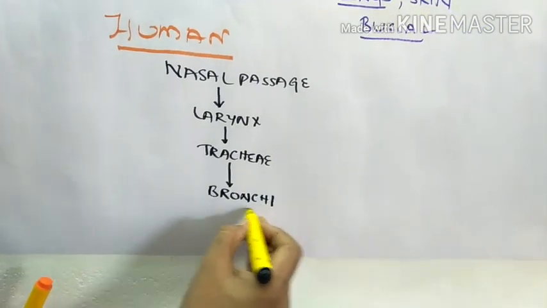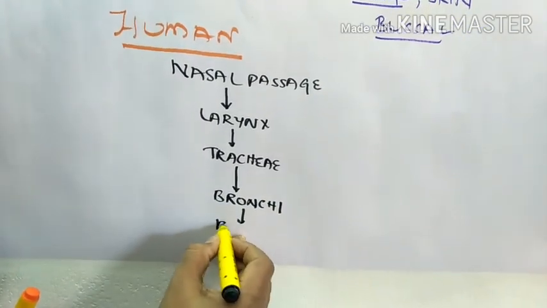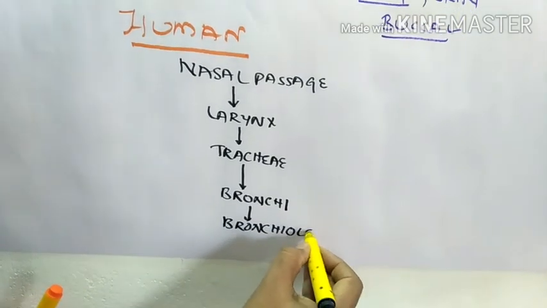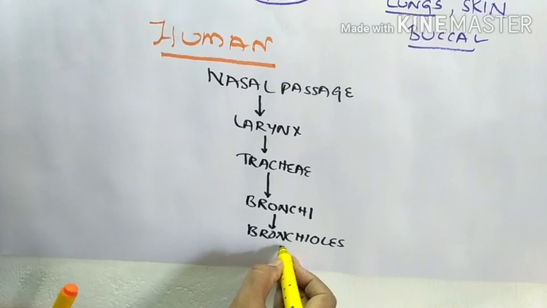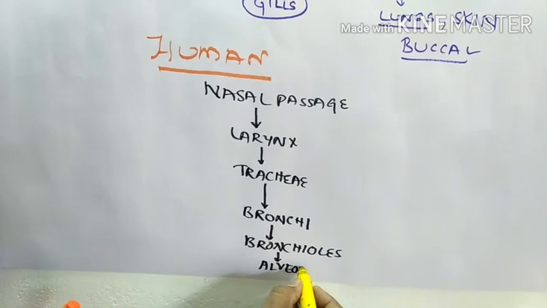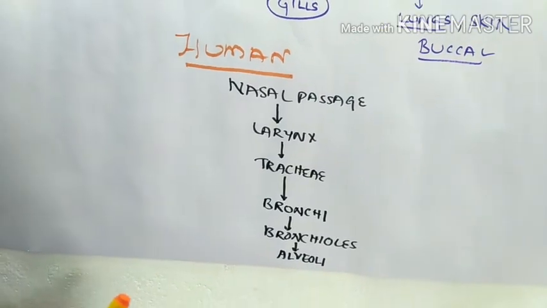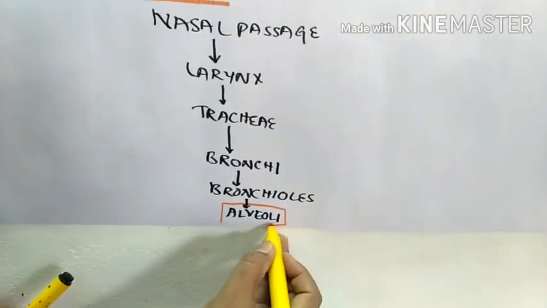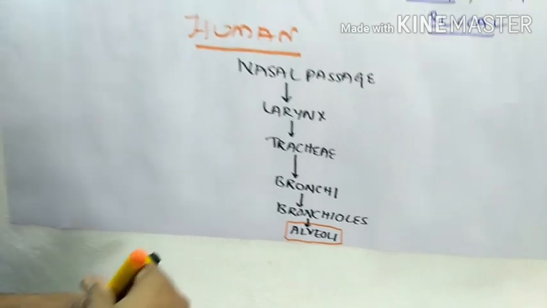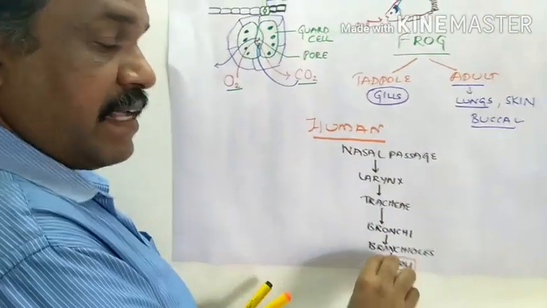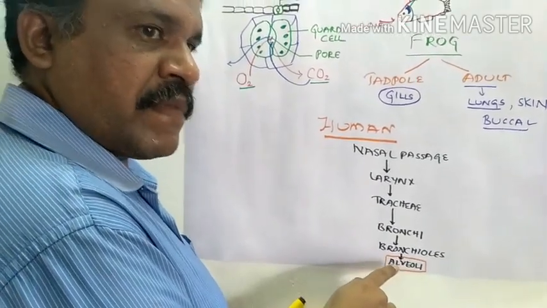Bronchi further bisects into bronchioles. Bronchioles finally end up in alveoli. Are you able to get the point here? So finally, the exchange of gases occurs in the alveoli, where these two molecules, carbon dioxide and oxygen, are getting exchanged. That is the alveoli. Is it clear?